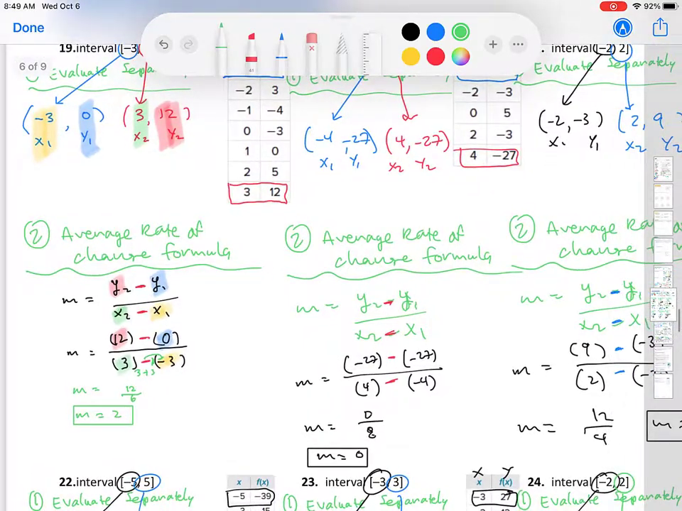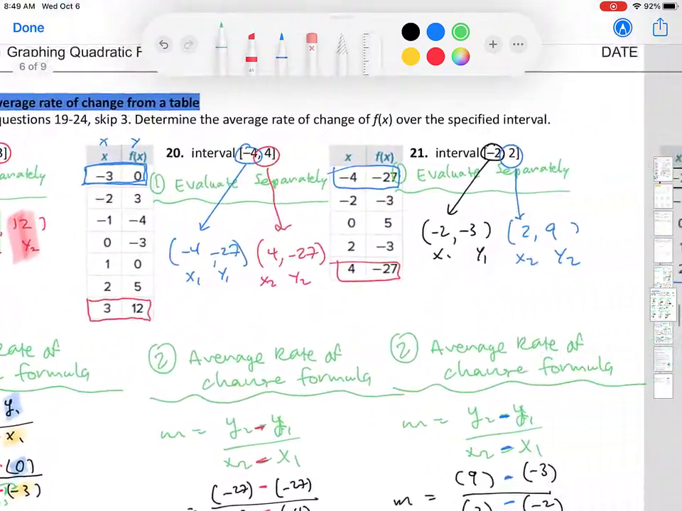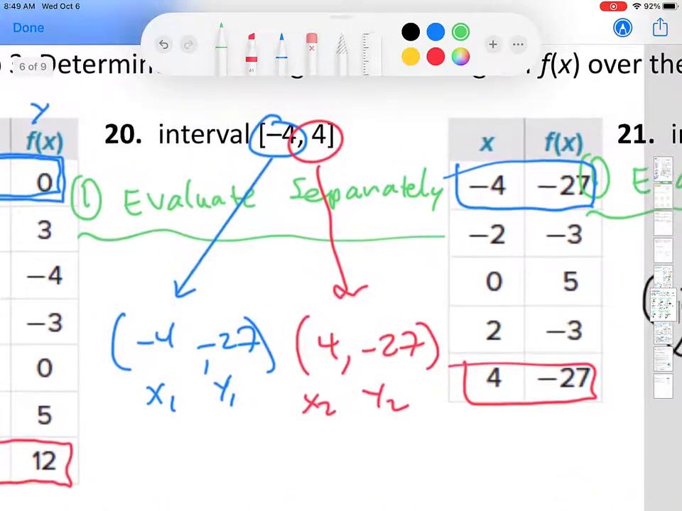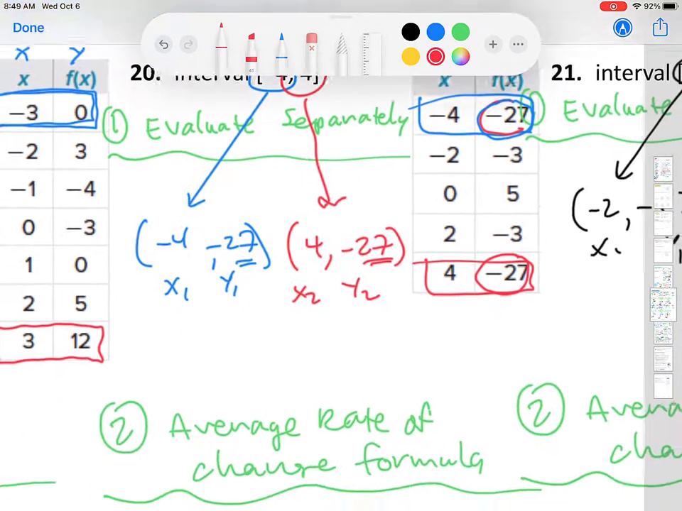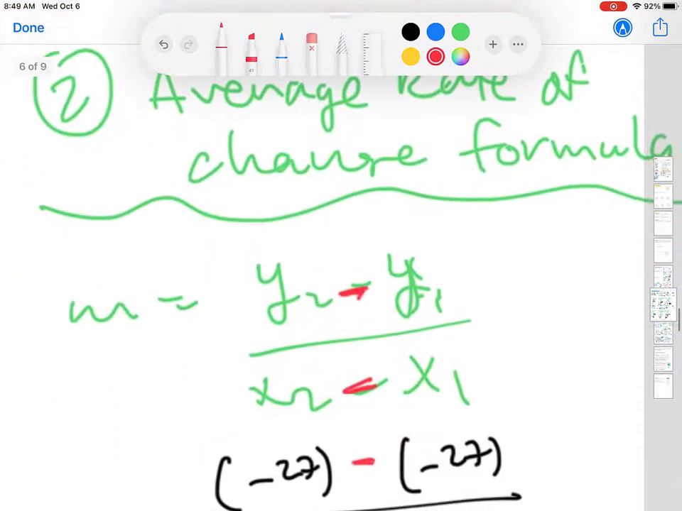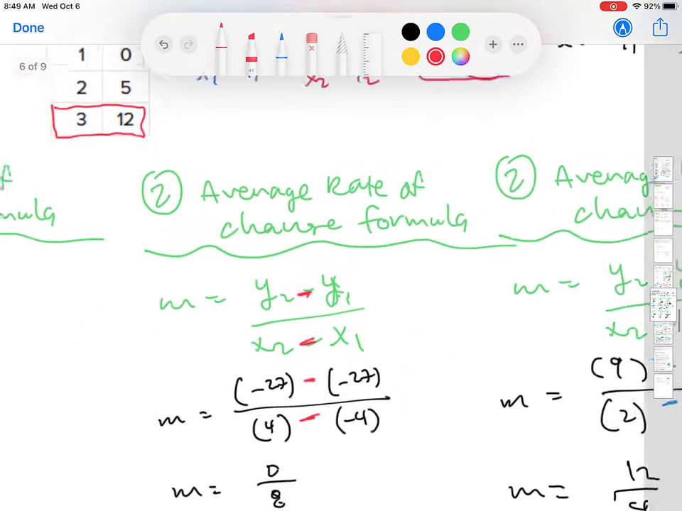Let's go on to question number 20 here. And same thing, you're going to take the interval and make it 2 ordered pairs. So the blue one, the -4, is your x1 value, and the red value is your 4, and then you see them should have been blue. On the table of values, -4, my f of x value, or my y value, is -27. That's how I got -27. And for the red one, 4, comma, -27. Always, always, always write down your average rate of change formula.